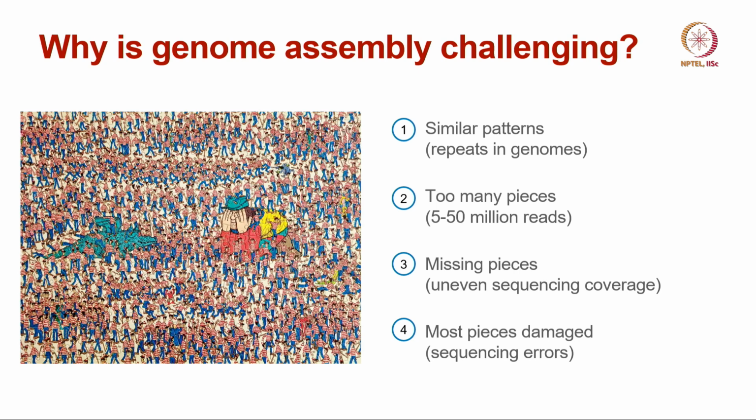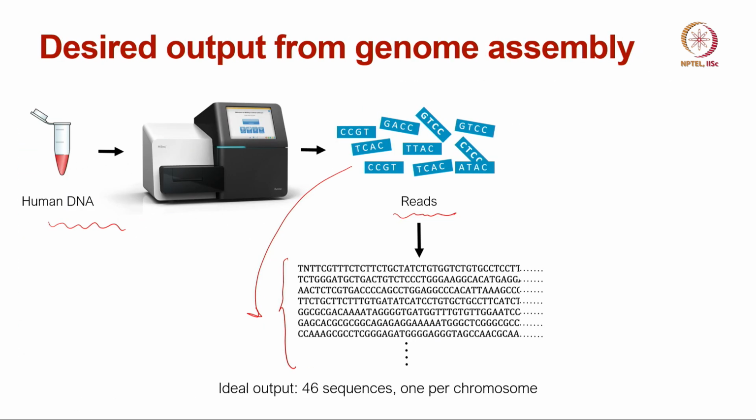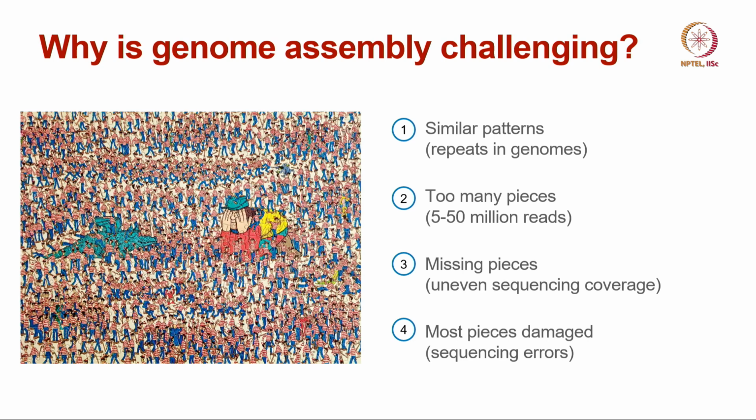The fourth challenge is that many pieces can be damaged. The sequencing process is not perfect. The sequencing instruments can make errors. For example, when we talked about sequencing, maybe the actual sequence was CAGT and the sequencing instrument made a mistake and converted this A to C. So, the sequencing instrument itself can make mistakes in producing the data. When you have sequencing errors in the data, that is equivalent to saying that some pieces can be damaged, that is, there can be sequencing errors in the reads that we are working with.